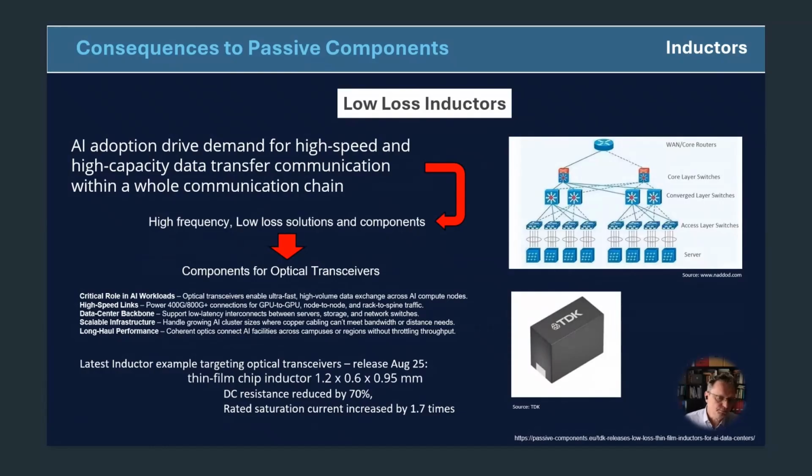Low loss inductors can be found also in other parts of the complete AI networking infrastructure. Of course, to reach the complete speed, we need fast transceivers across the various devices, from server up to the user. The fast solution is in optical transceivers. They will also use low-loss components capable to operate at high frequency. As an example, here is a release from TDK of an inductor for optical transceiver, claiming DC resistance reduced by 70% and significant increase in saturation current.